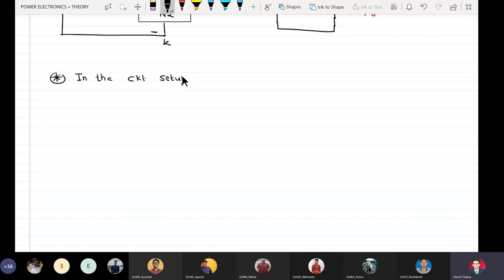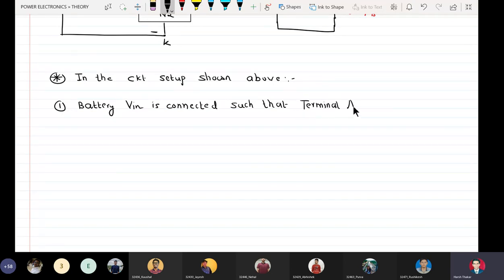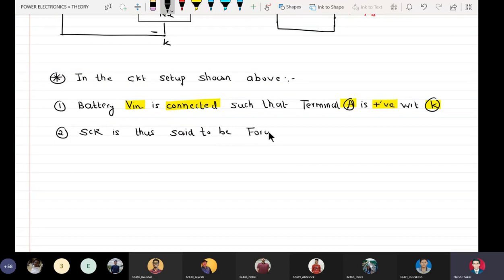In the circuit setup shown above, first, battery Vin is connected such that terminal A is positive with respect to K. Okay, so Vin is connected such that the terminal A is positive with respect to K. Second, the SCR is thus said to be forward biased.